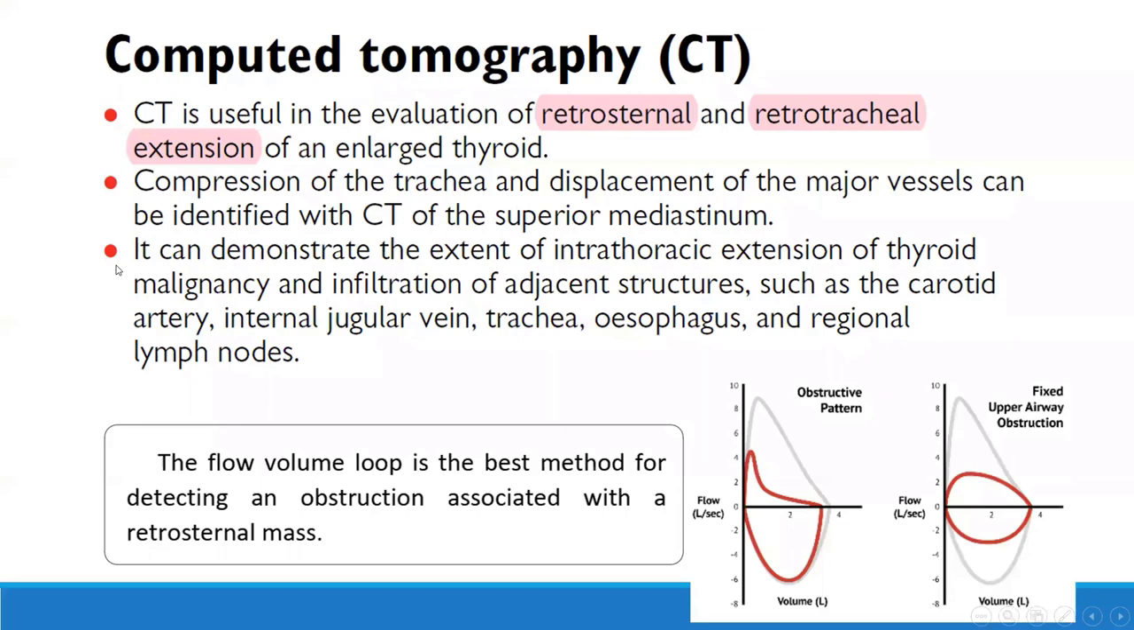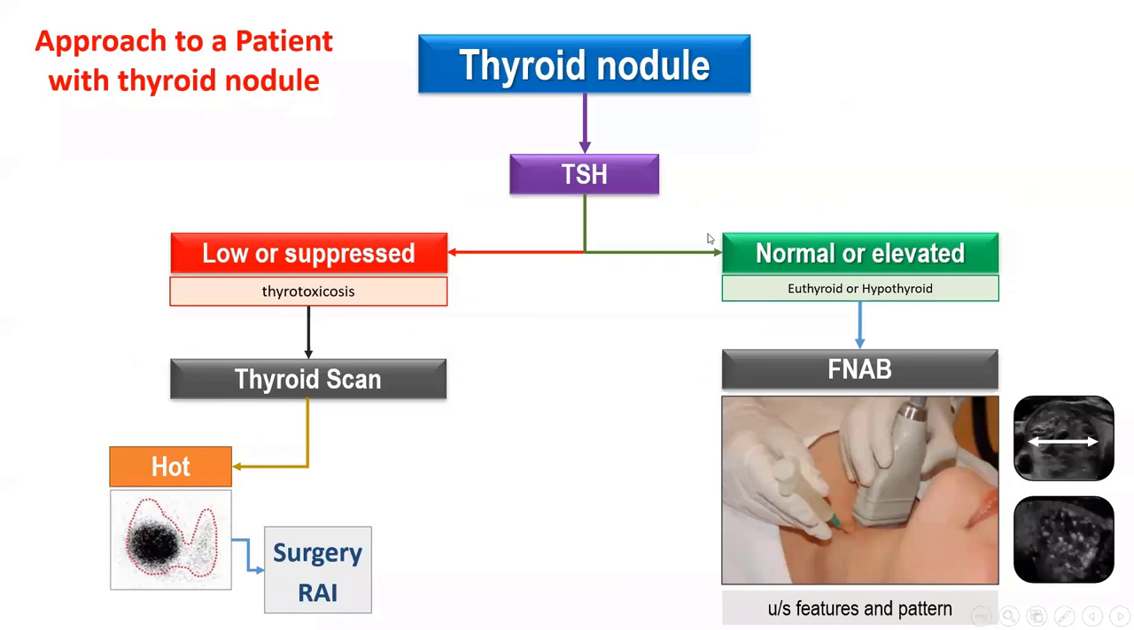Dr. Akasi asked, should we do TSH receptor antibody first or scan in a case of TSH suppression? According to the case, the TSH receptor antibody can differentiate between Graves' disease and other causes of thyrotoxicosis, and also the thyroid scan. But actually, in our situation here, this is for the assessment of a thyroid nodule.